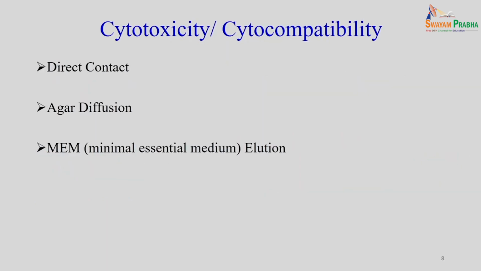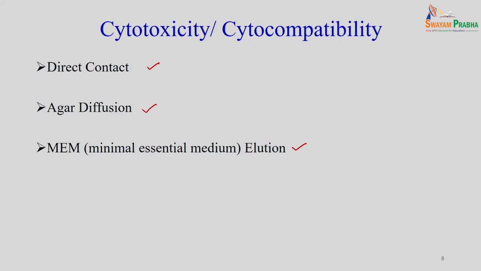So, it is desired that it should give favorable interactions with the material. It should not leach out toxic compounds, and it should have no cytotoxic effect, or you can say it should be cytocompatible. For cytocompatibility, or you can say cytotoxicity, we apply three different methods: direct contact, agar diffusion, or the MEM elution.